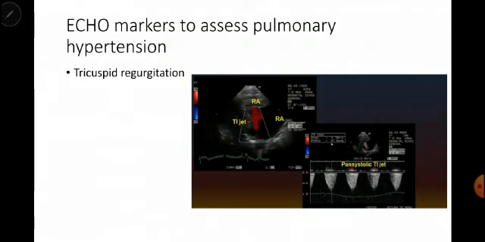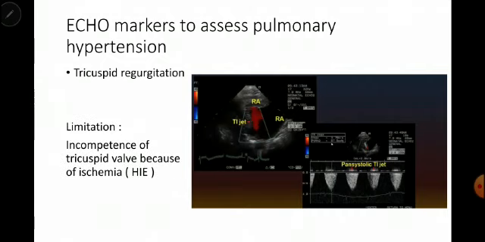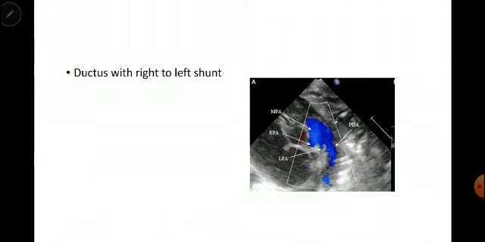So the first marker is the tricuspid regurgitation, and if we measure the tricuspid regurgitation by continuous Doppler wave and measure the pressure in the Doppler wave, and compare it to the systemic blood pressure, we can say the pressure is less than the systemic blood pressure, or more than the systemic blood pressure, or the same as blood pressure. So according to this classification, we can say this is mild, moderate, or severe pulmonary hypertension. But tricuspid regurgitation has its limitation, such as incompetence of the tricuspid valve because of ischemia in babies with hypoxic ischemic encephalopathy. The second marker is the open ductus with right to left shunt.